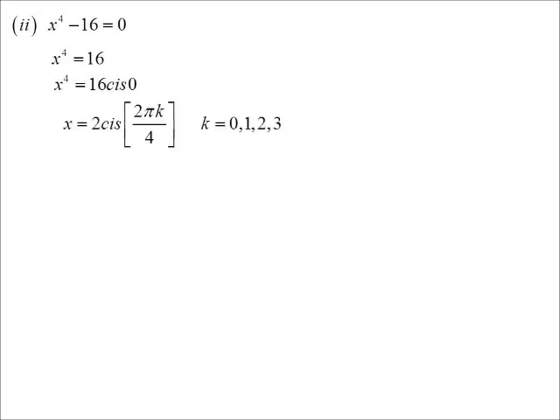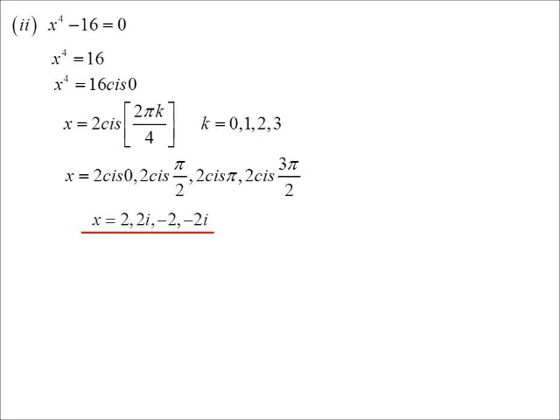So if I want the 4th root of 16, well, 16 is 16 cis 0. The 4th root of 16 is 2. It'll be (2πk + 0)/4, that's just 2πk over 4. I want 4 solutions, so k = 0, 1, 2, 3. So 2 cis 0, 2 cis π/2, 2 cis π, 2 cis 3π/2. They're actually quite easy to convert back, of course, because everything there is either real or imaginary. Cis 0 is 1, cis π/2 is i, cis π is −1, and 3π/2 would be down at −i.